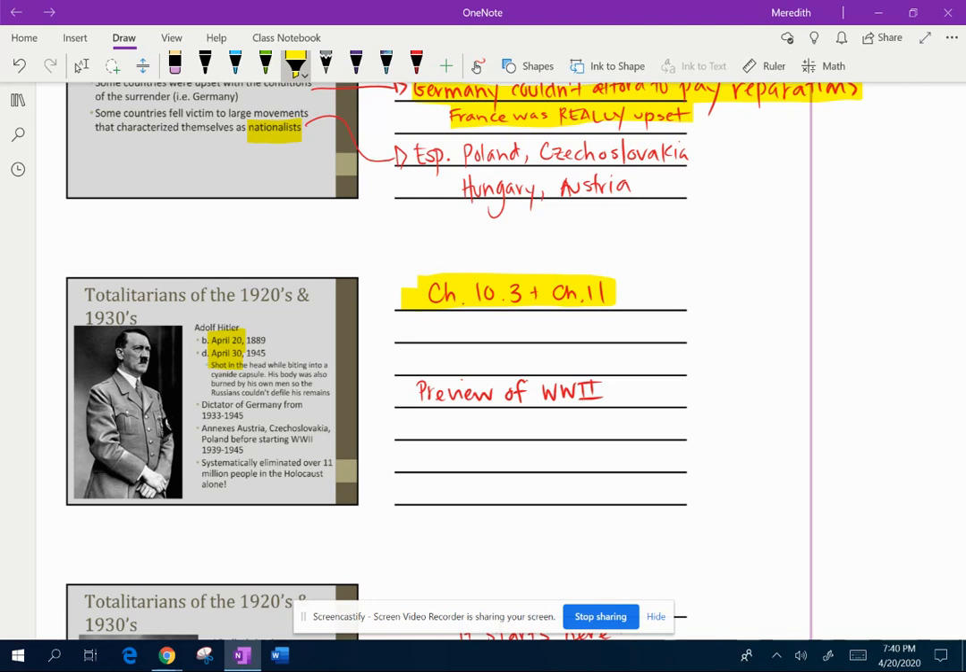And during his time, he annexes or adds Austria, Czechoslovakia, and Poland to the Empire of Germany before starting World War II. And in his tenure as a dictator, he systematically eliminated 11 million people in the Holocaust alone. 6 million of those are Jewish, and then the other 5 million are other ethnicities or political groups or minorities that he wanted to exterminate.